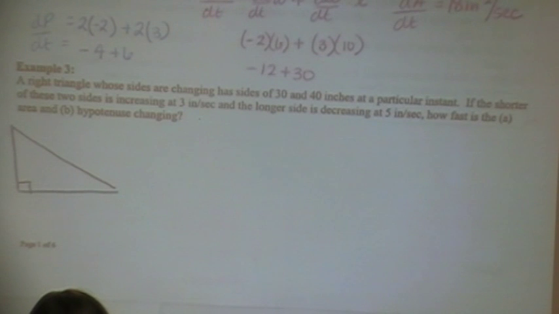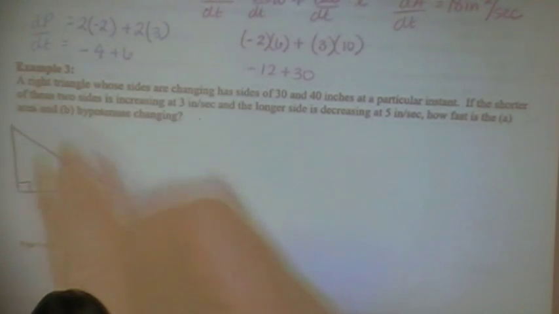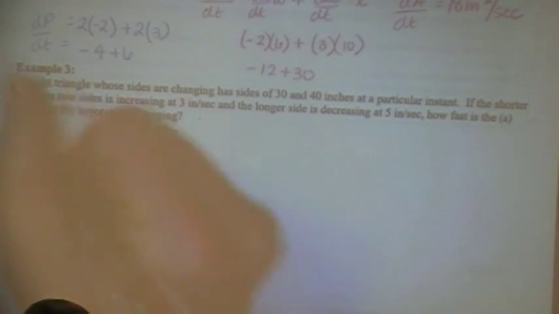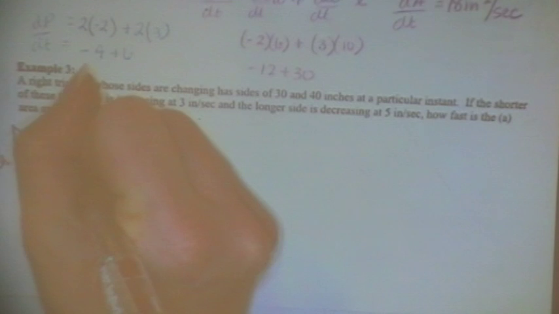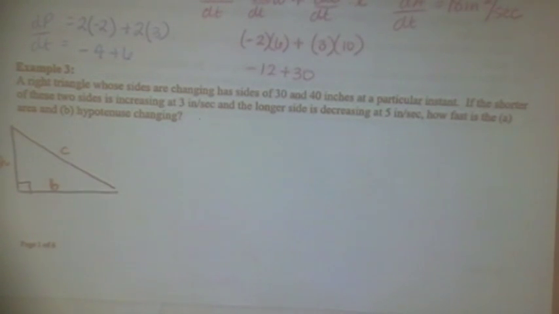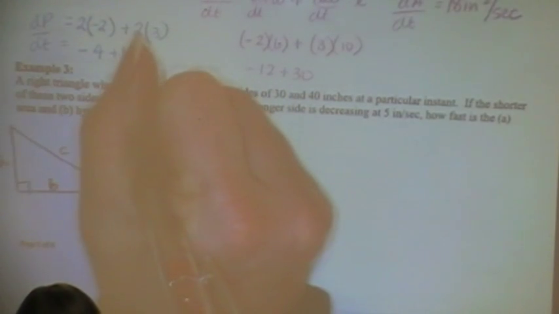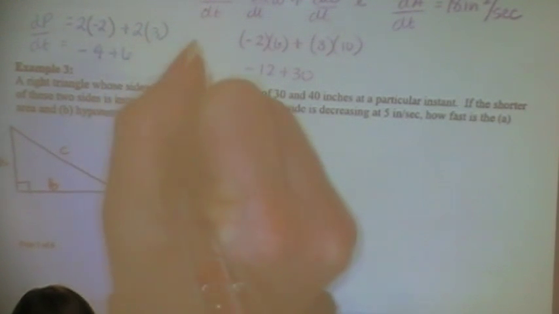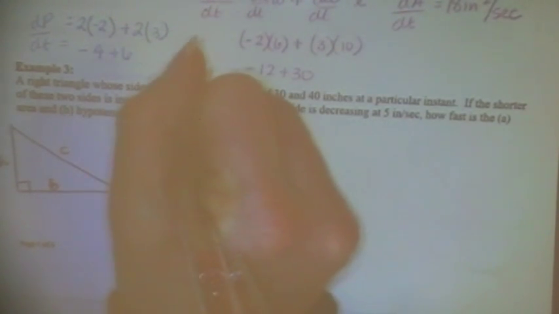So because they asked for area, I'm going to just call this base and this height. And then I'll call this C because it's the hypotenuse, just to keep things straight. Okay, so let's do area first. Area of a triangle, so that's going to be area equals 1/2 base times height.